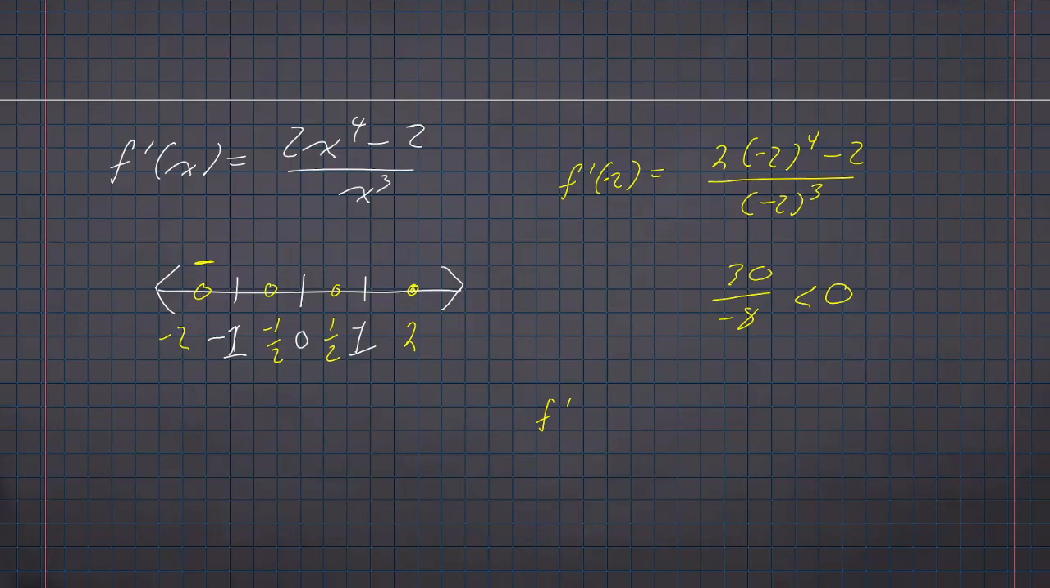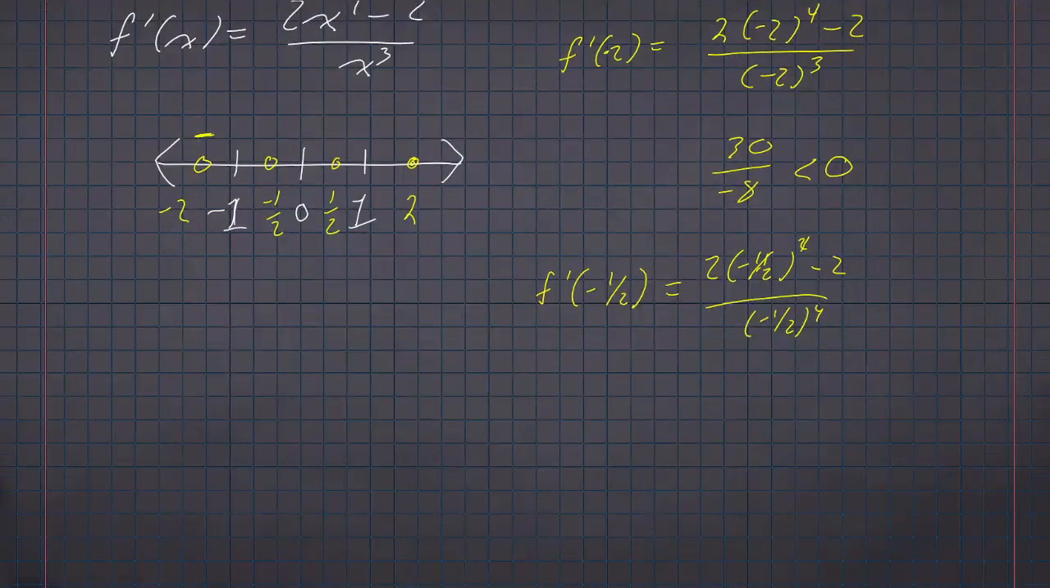So then we also want to evaluate f prime at negative 1/2, which will be 2 times negative 1/2 to the fourth minus 2 all over negative 1/2 to the fourth power. Negative 1/2 to the fourth is positive 1 over 16. Multiply that times 2 and you get positive 1/8. 1/8 minus 2 is negative 15/8. And negative 1/2 to the fourth, no, that shouldn't be to the fourth, that should be cubed. Negative 1/2 cubed is going to be negative 1/8. All told, that's actually just 15. But the important thing is that that's greater than 0. So between negative 1 and 0, f prime is positive.